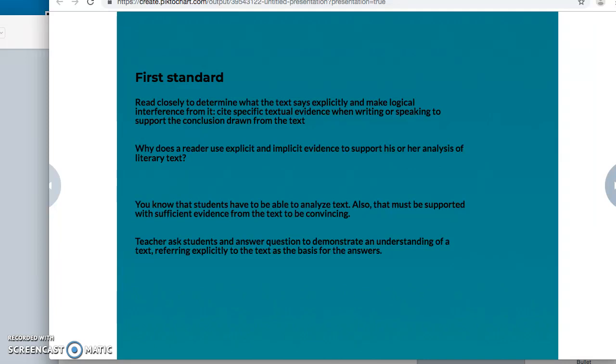Teacher, how can we do that? The teacher can ask students to answer questions to determine an understanding of a text, referring explicitly to the text as the basis of their answers.